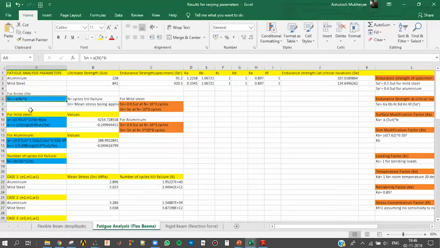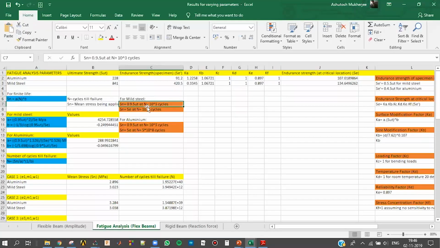On the other hand, for aluminium, instead of 10 raised to power 6, we assume 5 into 10 raised to power 8 cycles, and at that particular value, Sn is equal to the endurance strength. Now, the second boundary condition which we assume is at the beginning of the cycle. The beginning of the cycle is at n equal to 10 raised to power 3, and at that point, the value of Sn is taken as 0.9 times the ultimate strength. Again, this is a theoretical assumption, and it constitutes the second boundary condition.